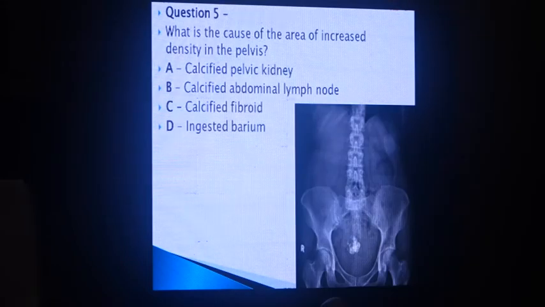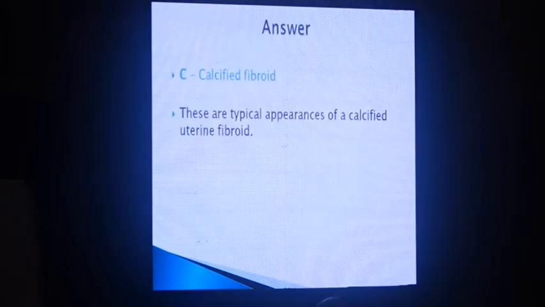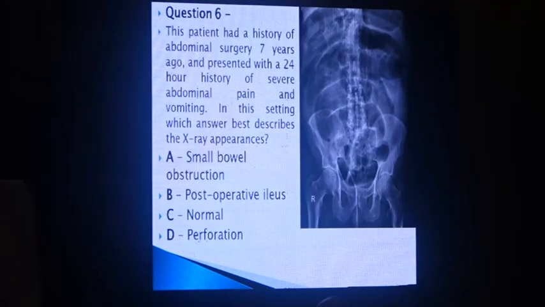Next question. What is the cause of the area of increased density in the pelvis? Calcified pelvic kidney, calcified abdominal lymph nodes, calcified fibroids, or ingested barium? Why is it fibroid? It could be ingested barium. Rightly pointed out. This is characteristic of fibroids. Uterine fibroids.